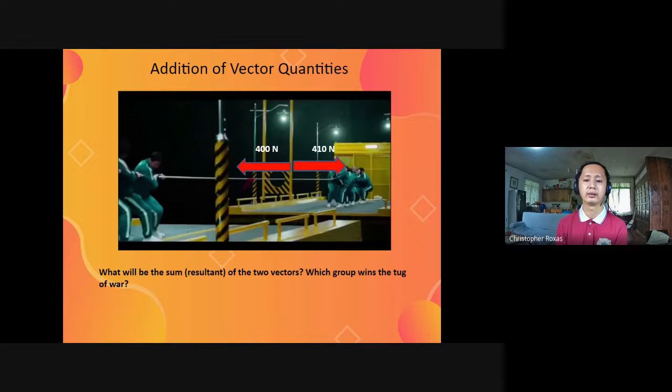Okay, so we have a picture here. The two groups are playing tug of war, pulling the rope in opposite directions. The first group exerts a force of 400 newtons in total. The second group exerts a force of 410 newtons in total. How do we get the sum of the two vectors? So what will be the sum or resultant of the two vectors? Which group wins the tug of war?